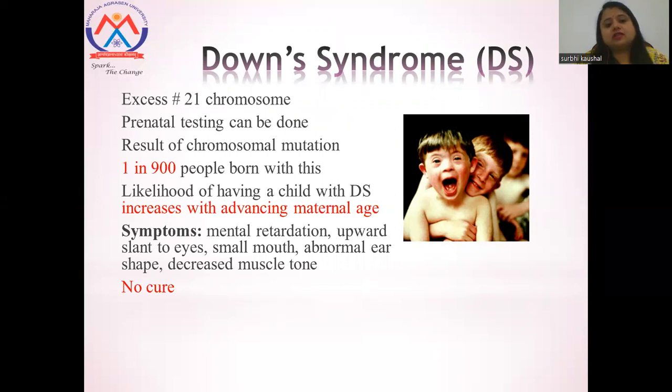One in 900 people is born with this disease. The likelihood of having a child with Down syndrome increases with advancing maternal age. Its symptoms are mental retardation, upward slant to eyes, small mouth, abnormal ear shape, decreased muscle tone, and there is no cure for this syndrome.